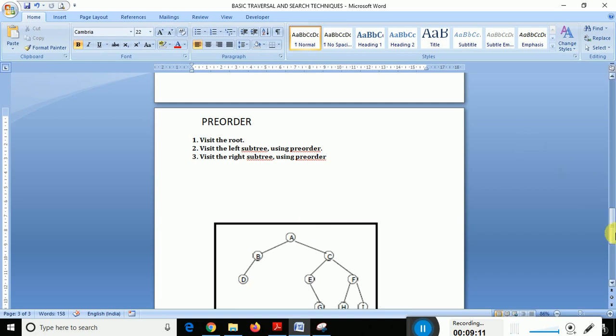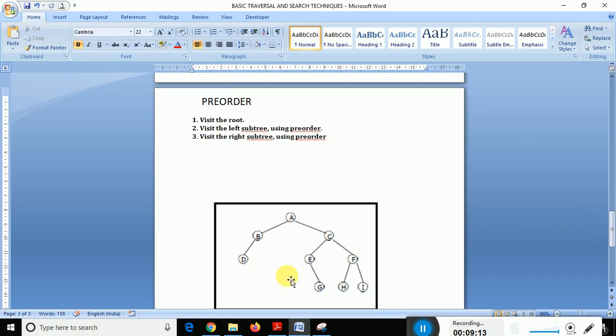So we'll solve it now. Just check which is the root. A is obviously the root, then B and D are the left part, then the right part is what? C, E, F, G, H, I, this all is the right part. First it says visit the root. In the whole part of this one, first we'll visit the root, that is A. So that is done. We have visited the node A.